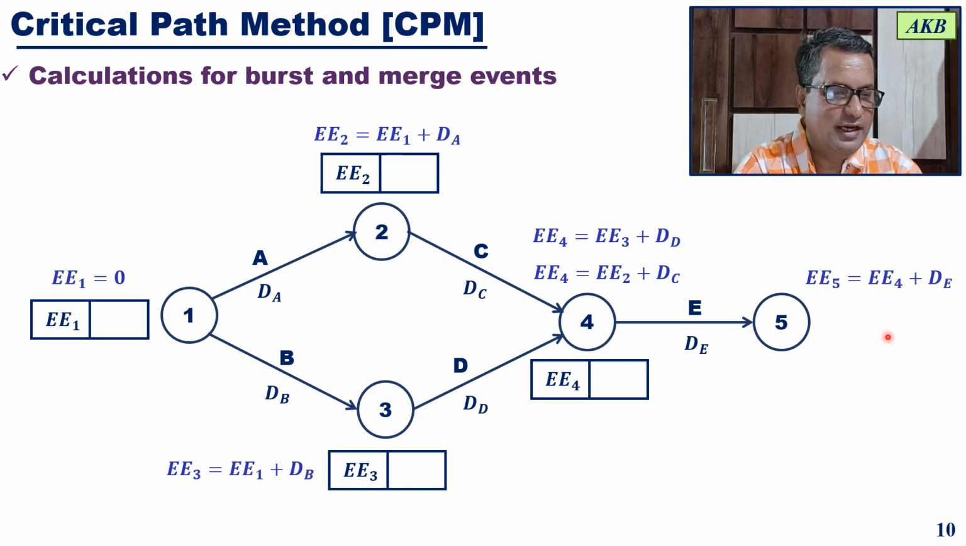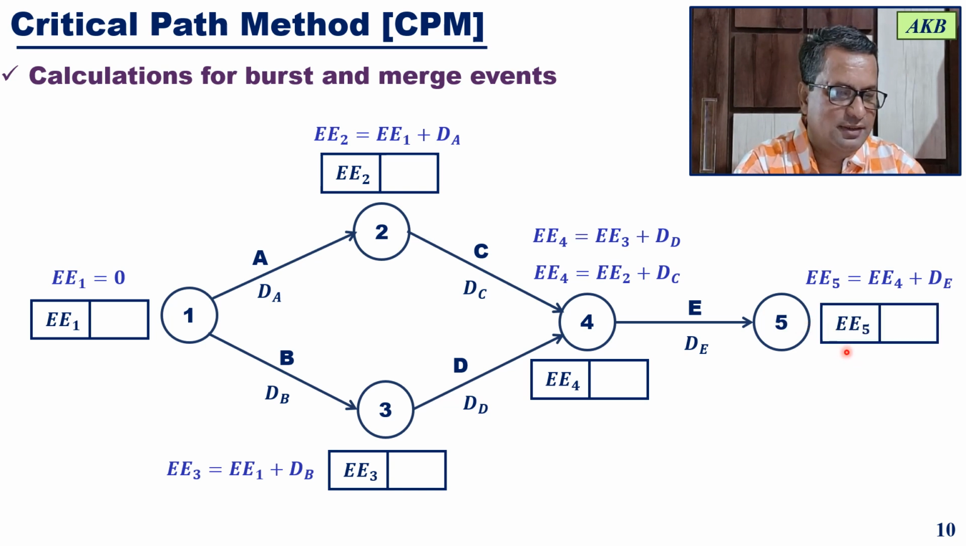And finally for event 5, the earliest event time will be equal to the earliest event time for the tail event plus the duration of the activity. So EE5 is equal to EE4 plus DE. So that ends. You started over here and we completed the forward pass calculations at the last event.